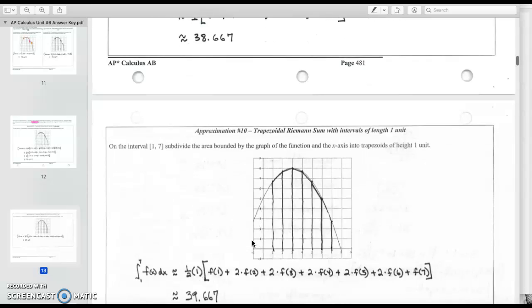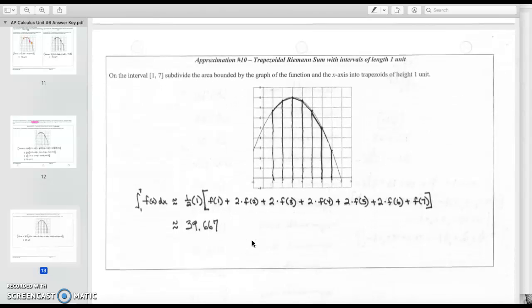As you look through, you can try approximation number 10 on your own, and you can actually see that we're pretty much getting rid of all of that empty space. So we're getting a very, very close approximation. So how many trapezoids would it take before you get an exact one? I would say you'd have to go to infinity. Just keep going and going.